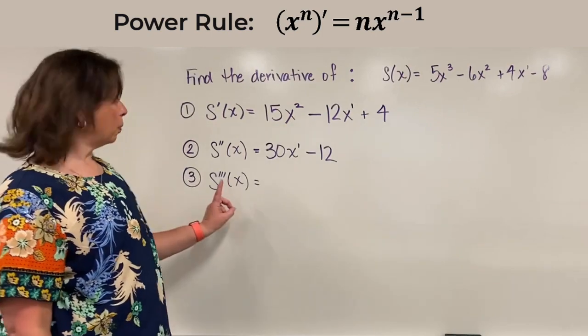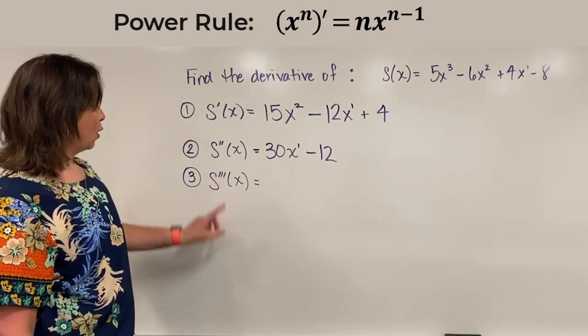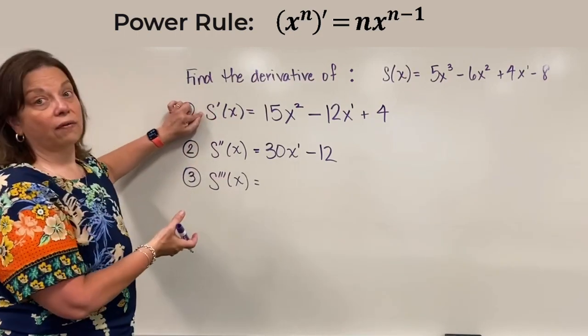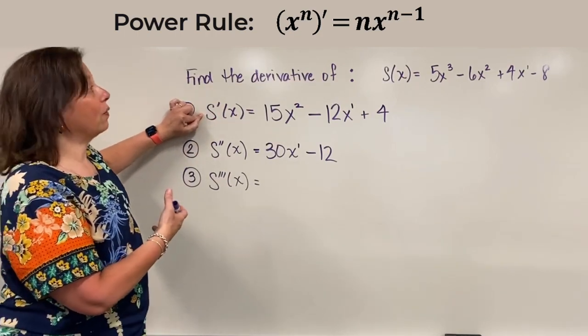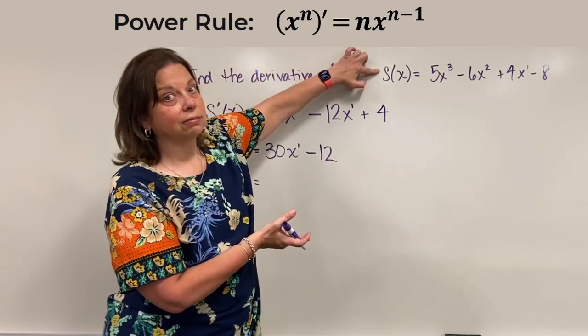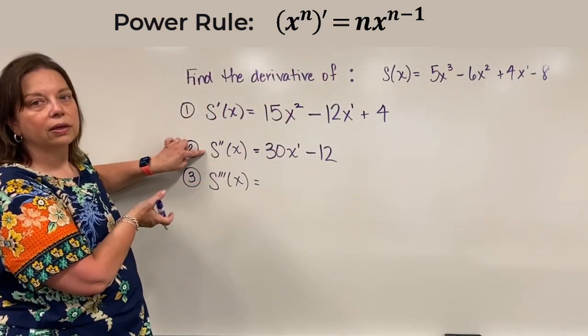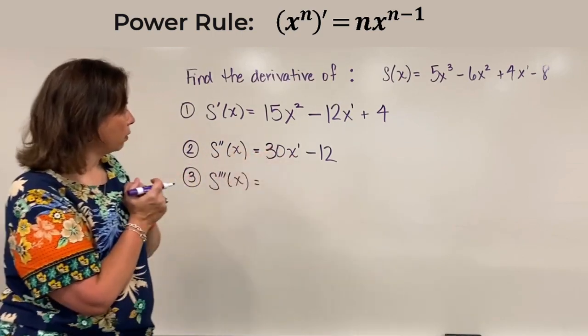So s triple prime of x. So in the same way that the second derivative was the derivative of the first derivative, and the first derivative is the derivative of the original function, the third derivative is simply the derivative of the second derivative. So here we go, more power rule stuff.